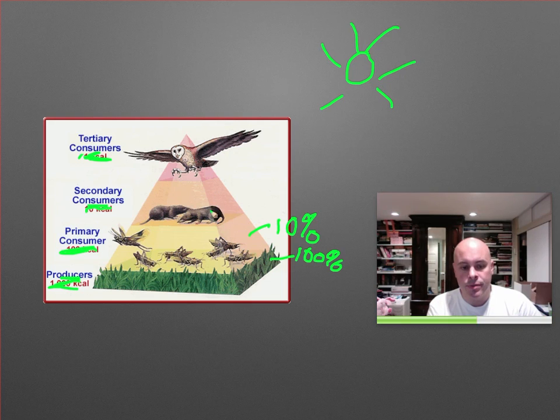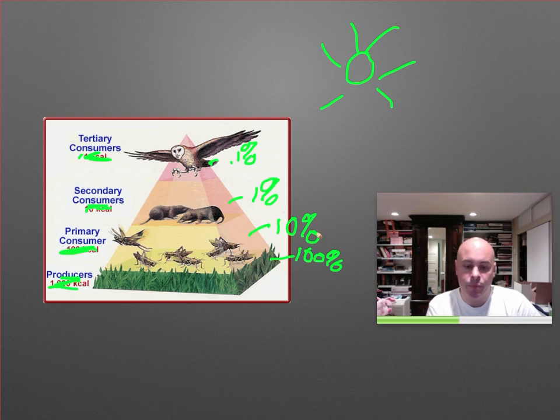When the mouse or mole, whatever this animal is, hard to see, when they eat the crickets, they're going to get 10% of their stored energy, which brings us to their gain of 1%. And then the owls eating this organism, they're going to get 10% of their stored energy, which is equivalent to 0.1%. So what happened to the rest of the energy?